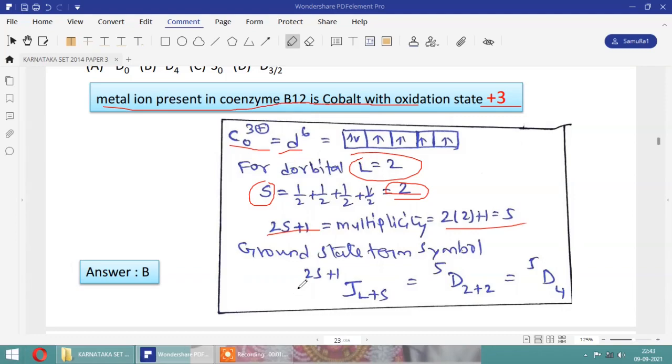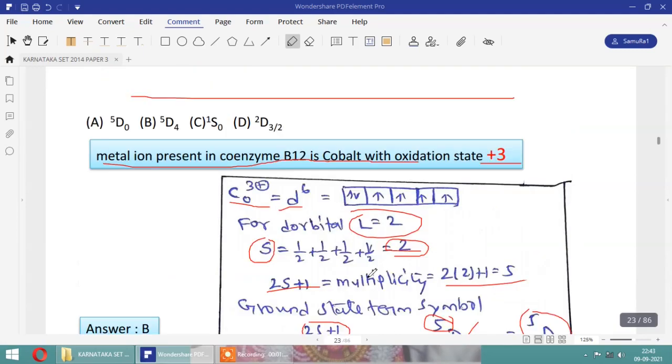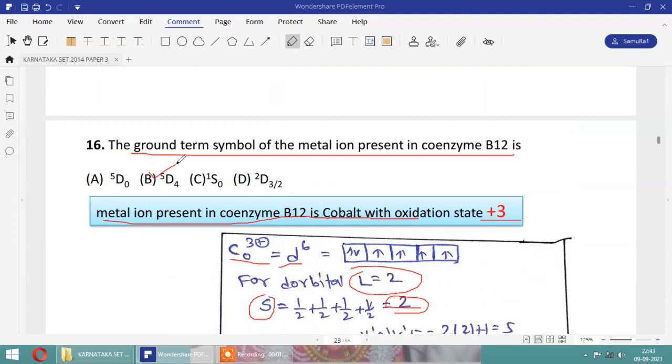Now you calculate the ground state term symbol, which is in terms of J. In the denominator it is L plus S, and in the numerator it is 2S plus 1, that is multiplicity, which is 5. D, 2 plus 2, 4. So the final answer is 5D4. So option B is correct. Here the other options are all ruled out.